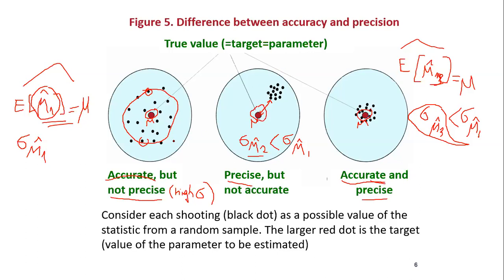So what you want the estimator to be is accurate and precise. Just like this one. What does this mean? Well, it should hit just the center, and the deviation around the center should be as small as possible.